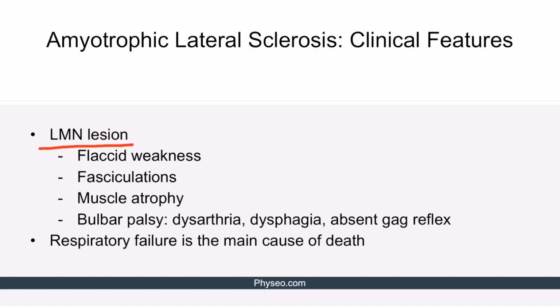So we can note that the patient presents with overlapping features of both LMN and UMN lesions. Finally, let's remember that respiratory failure is the main cause of death in patients with ALS. This is due to paralysis of respiratory muscles.